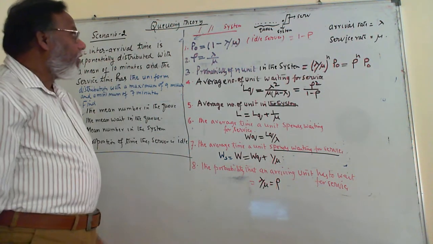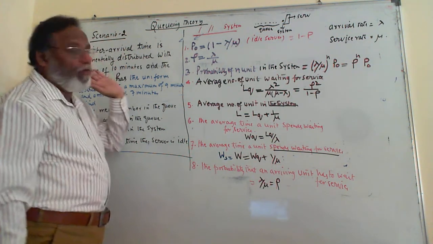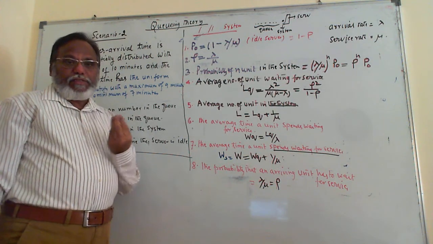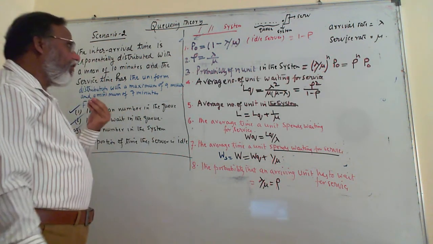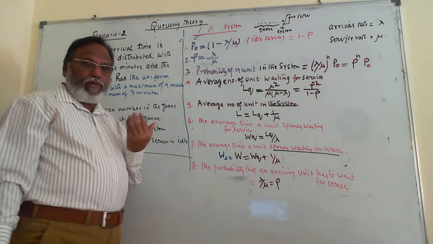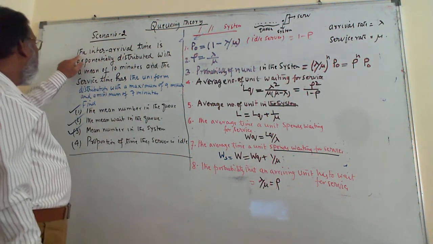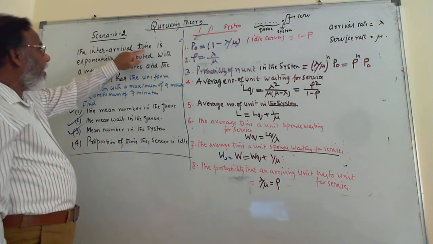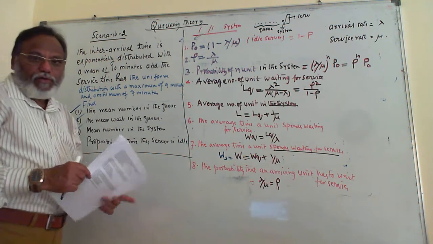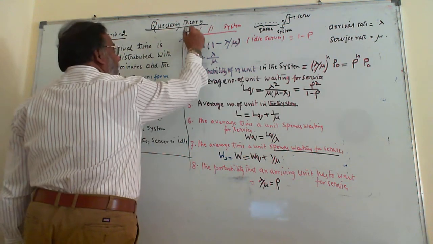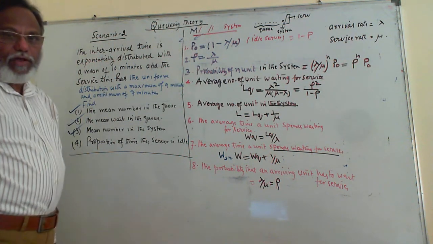So here we have changed the scenario a little bit. This is scenario 2, which means the system is going to have a change. Let us read the question, then we will discover what kind of system we are going to have now. The first line says the inter-arrival time is exponentially distributed with a mean of 10 minutes. So the distribution of arrival is M. There is no doubt over here.